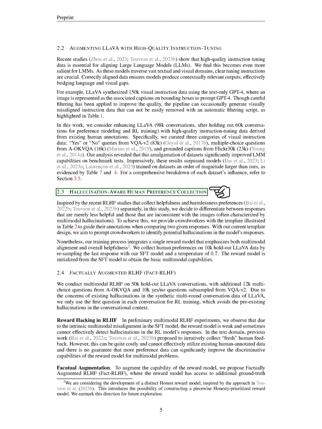We then move on to the collection of human preferences. Inspired by recent studies, we differentiate between responses that are less helpful and those that are inconsistent with the images. To do this, we provide crowdworkers with a template to guide their annotations when comparing two given responses. Our goal is to prompt crowdworkers to identify potential hallucinations in the model's responses.